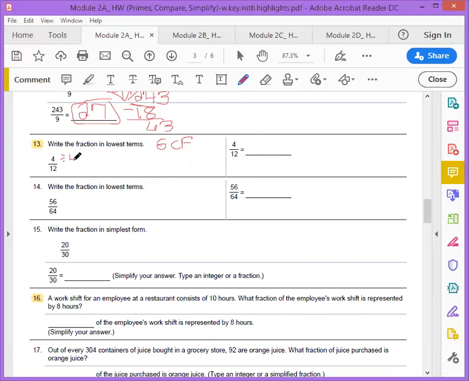We can also divide the top and the bottom by 4. Now remember, whatever you divide in the numerator, you must also divide in the denominator. So 4 divided by 4 gives us 1 in the numerator. 12 divided by 4 gives us 3 in the denominator, and 1/3 is our answer.